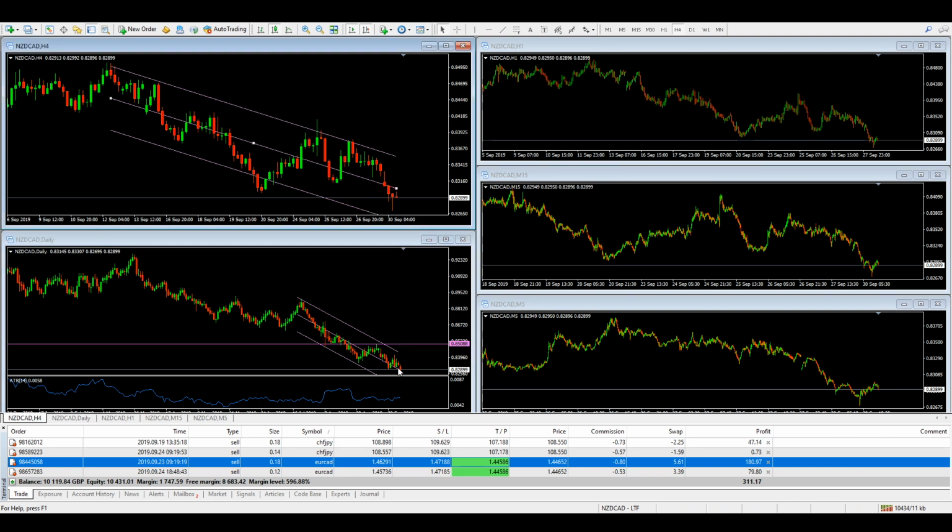NZD CAD, too oversold, sorry. It's too far gone in this extension. Be selling into that support, so pass on that.